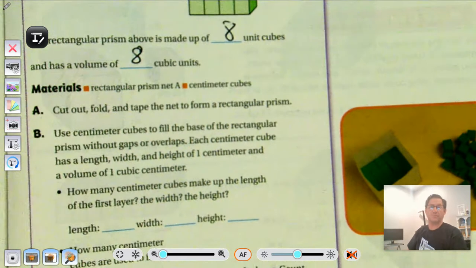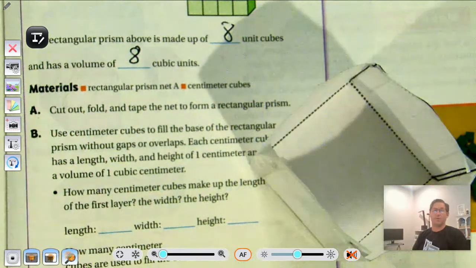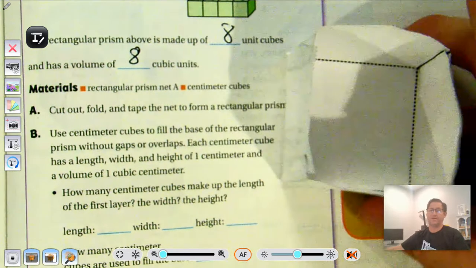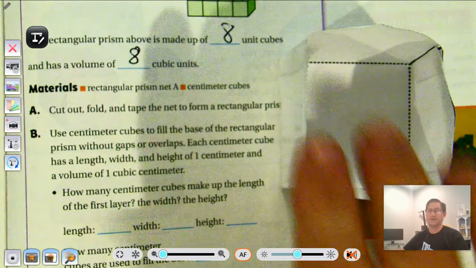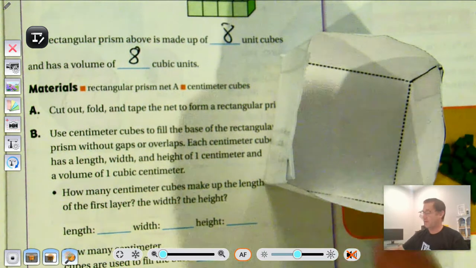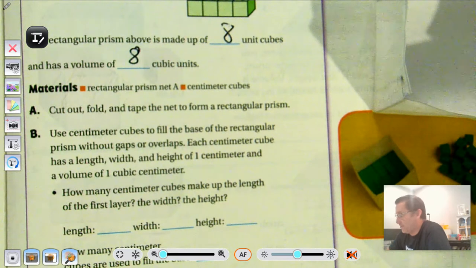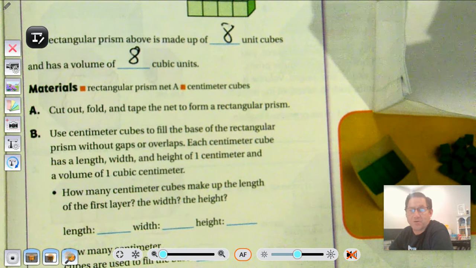Okay, so I cut out, folded, and taped the net. So I have a cube here. And I cut off the top so that I could fill the space and you could see that. All right, so we're going to use centimeter cubes to fill the base of the rectangular prism without gaps or overlaps. Each centimeter cube has a length, width, and height of 1 centimeter and a volume of 1 cubic centimeter.